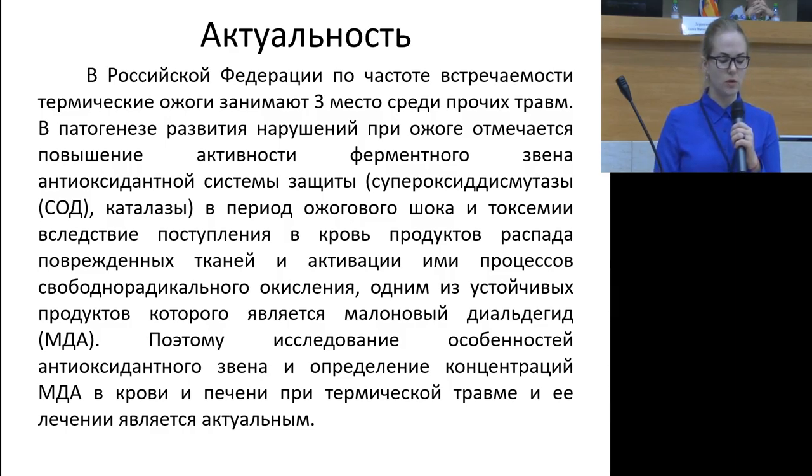One of the stable products of free radical oxidation is malondialdehyde. Its concentration goes up, reflecting the intensity of free radical oxidation, and the blood is first affected by toxic substances from the core source of thermal injury. This analysis allows us to see pathological changes in the body, follow them, and judge the efficacy of the treatment.